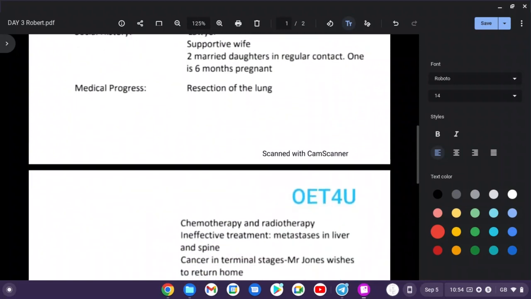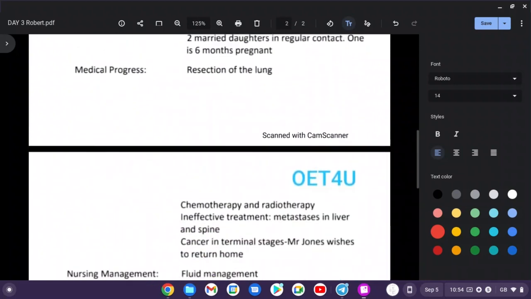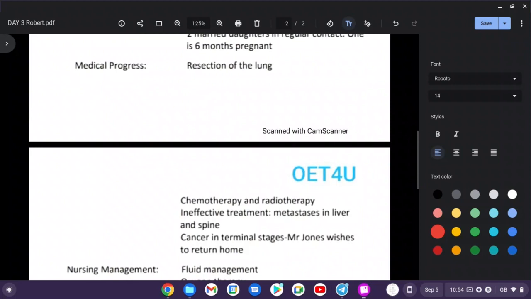Okay, so that is the process. We have chemotherapy, radiotherapy, ineffective treatment, metastasis in liver and spine. Okay, so the important information you have to carefully read is that ineffective treatment, metastasis in liver and spine, cancer in terminal stages, Mr. Jones wishes to return home.